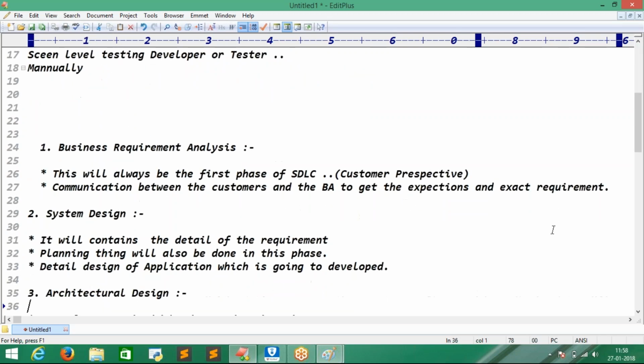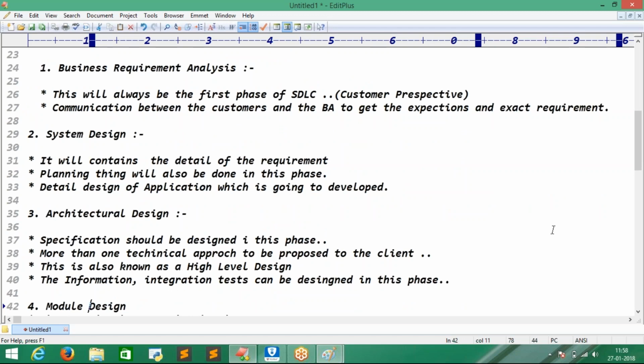Now talking about business requirement. Business requirement analysis will always be the first phase of the SDLC, communication between the customers and the BA to get the expectation and the exact requirement. Clear? Great guys. Now talking about system design, what do you mean by system design? It contains all the details of the requirement, the planning phase or the detailed design of the application which is going to be developed. Clear.